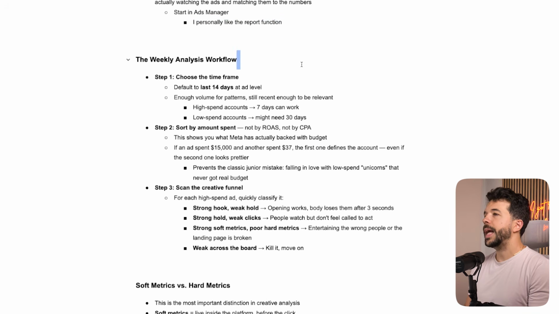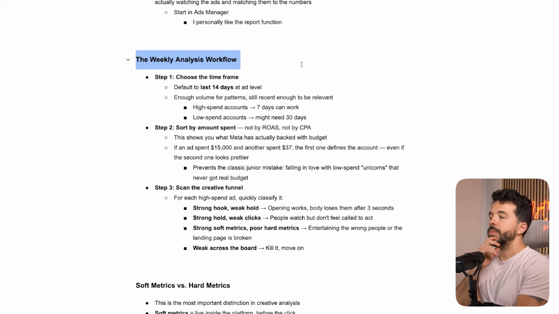Now, in terms of the ad analysis workflow that you can do on a weekly basis, step one is choosing the time frame, the right time frame. Usually you want to default to the last 14 days at ad level. Depending on ad spend, you can do it on 7 days. Some people tend to do it more often. I like gathering more data. We usually default to the last 14 days at the ad level.